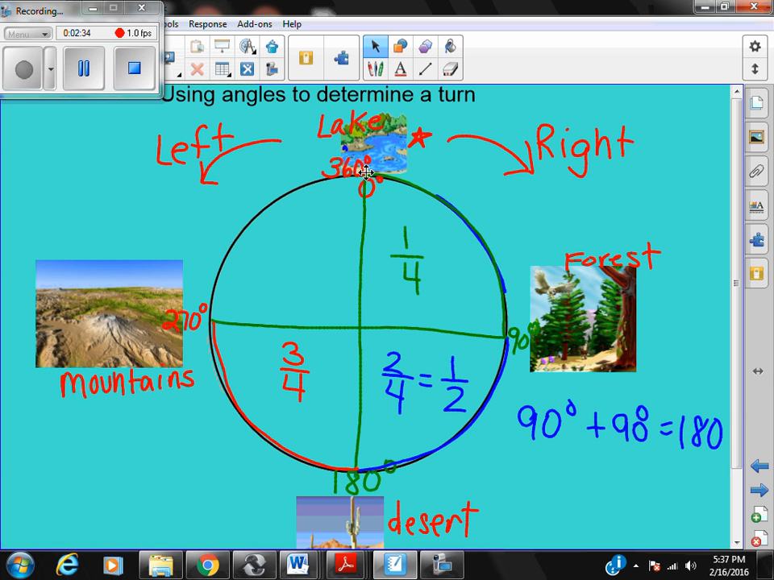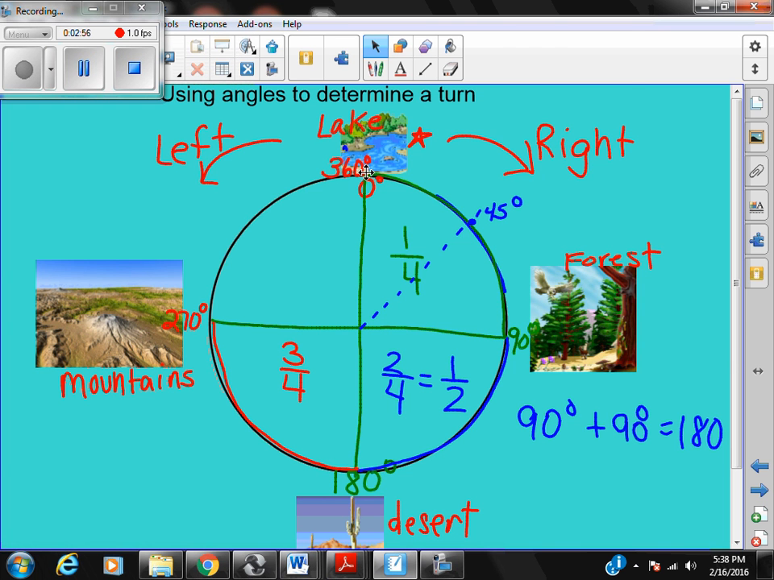For instance, if I said a 45-degree turn, you would be able to look between 0 and 90. You know that 45 is half of 90. So a 45-degree turn would be about right here. It just helps you to estimate where you are. It also helps to orient you.